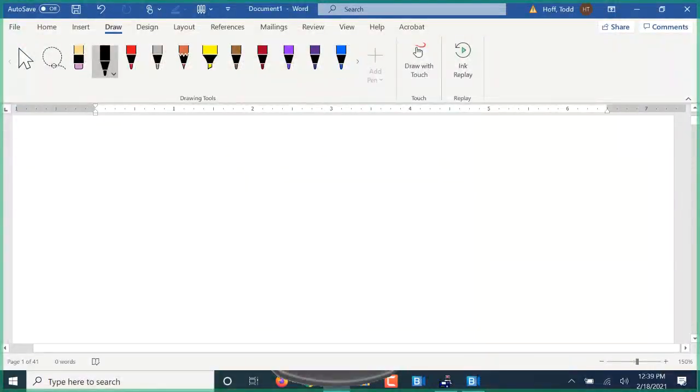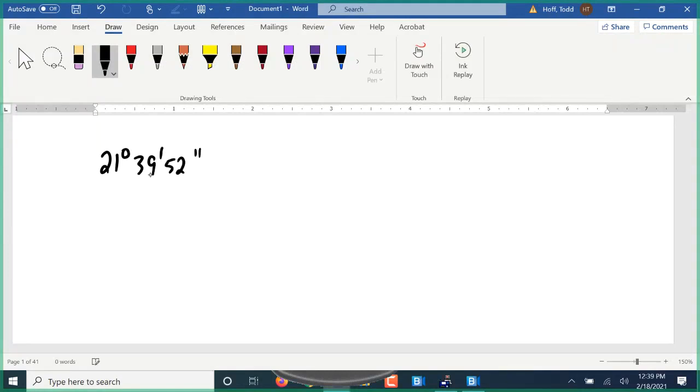Addition and subtraction with those angles was one thing. Multiplication and division is a little bit different. Let's say I have 21 degrees, 39 minutes, 52 seconds. I'm going to multiply that by 4.